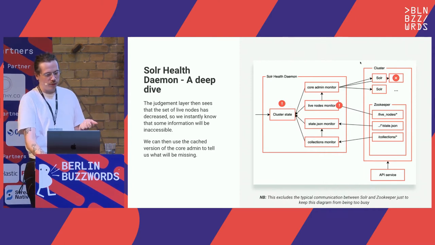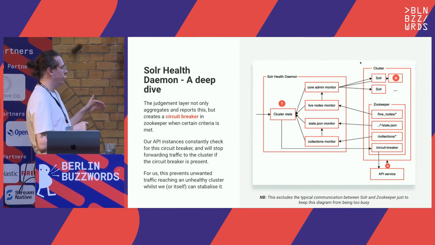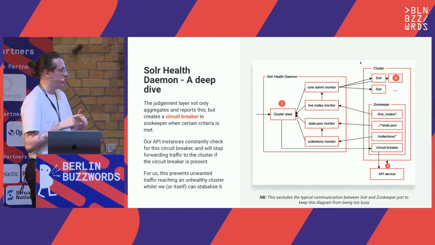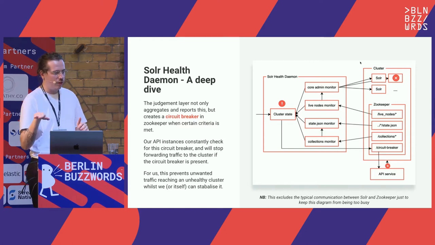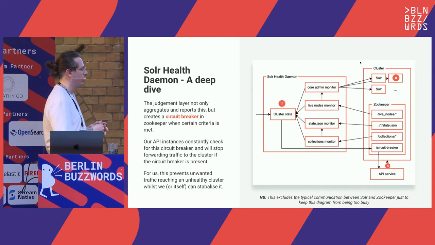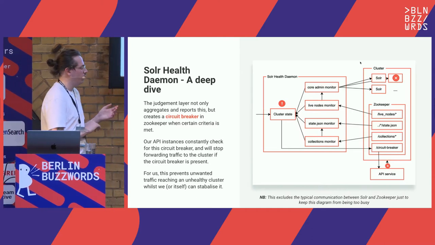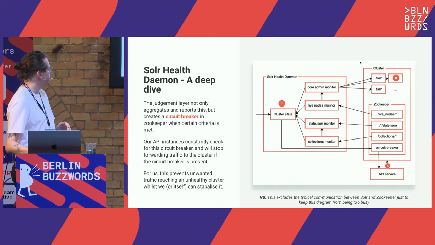But we've also gone that one step further where we've introduced what we call a circuit breaker. So we put in a Z node in ZooKeeper, which our API services constantly check for. And if the circuit breaker is present, it blocks any traffic coming into the cluster, so we can just focus on fixing the cluster if it doesn't do it by itself. And we know that we're not going to be swamped with unwanted requests coming through.